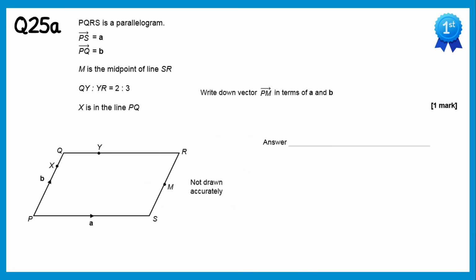We need to write down the vector PM in terms of a and b. So to get from P to M, I'm going to go from P to S first of all, which is vector A, and then from S to M. Now we have vector B on the left hand side here, and since this is a parallelogram, then S to R is also vector B. So S to M must be half B. So the vector is A plus half B.